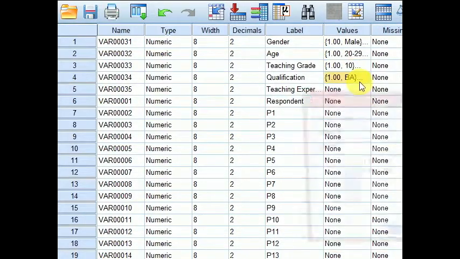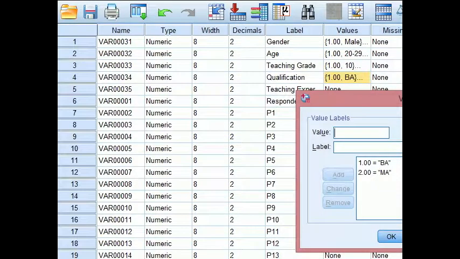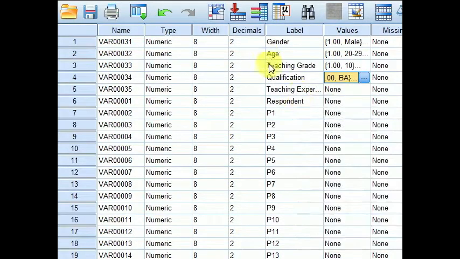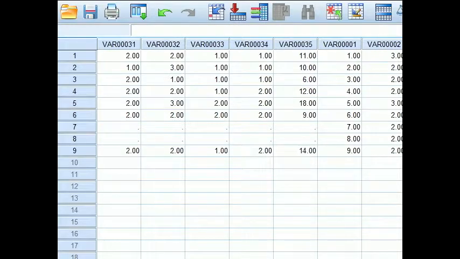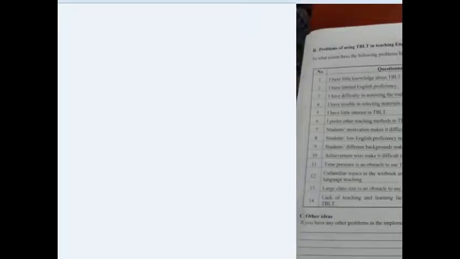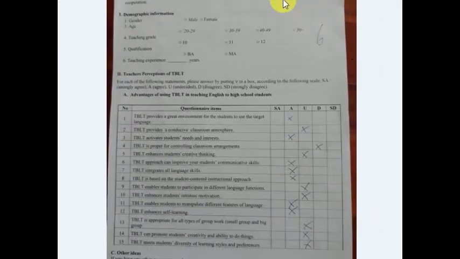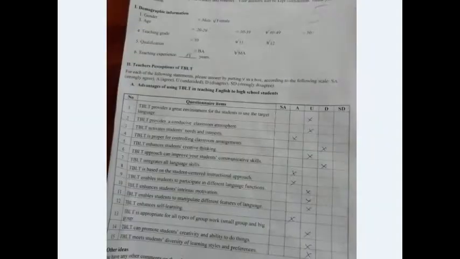Anyway, qualification, it's BA or MA, it's pretty easy. And then teaching experience, I had to encode the whole thing. There's also one response that I couldn't understand. I just encoded it as I understand it. I think it's the very first one.